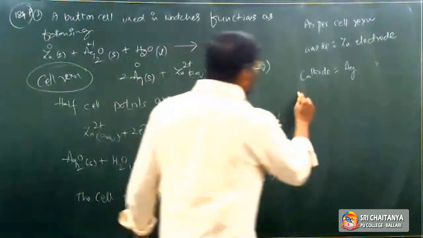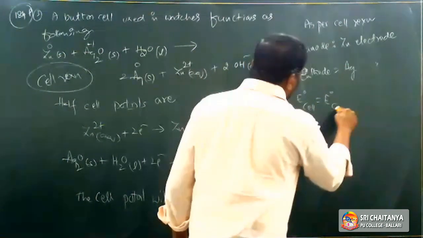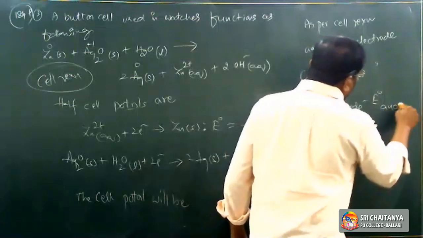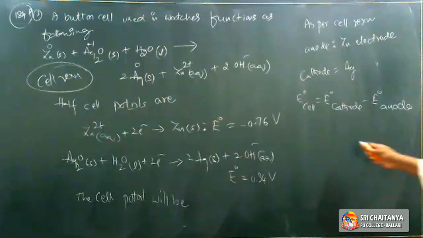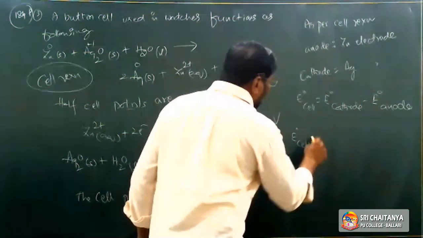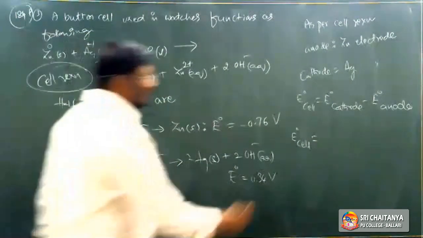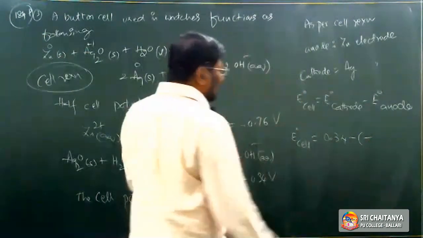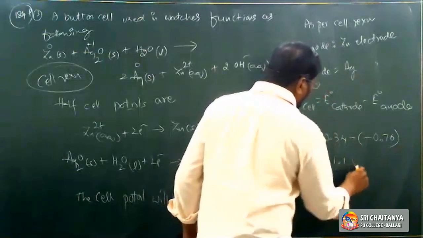So what is the formula we have? E0 cell is equal to E0 cathode minus E0 anode, is it not? E0 cathode minus E0 anode. The cathode is silver: 0.34 minus of minus 0.76. It is 1.1 volts.